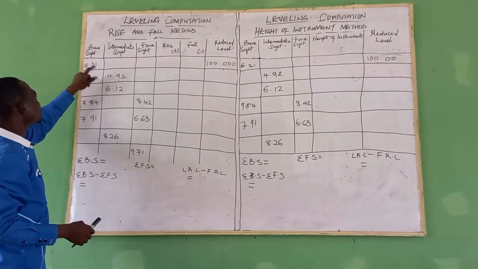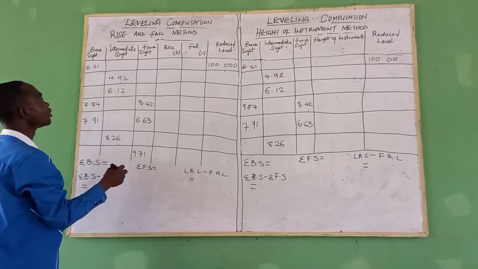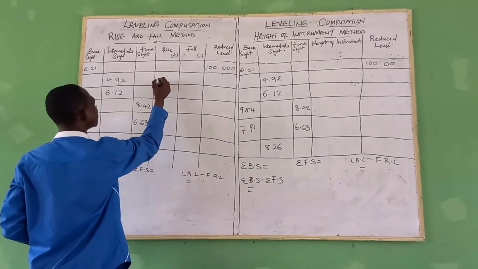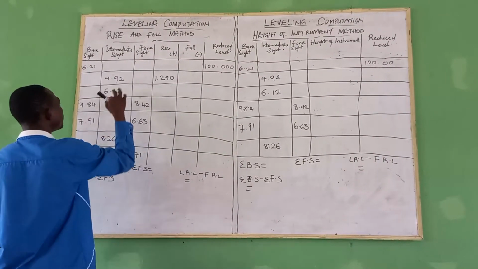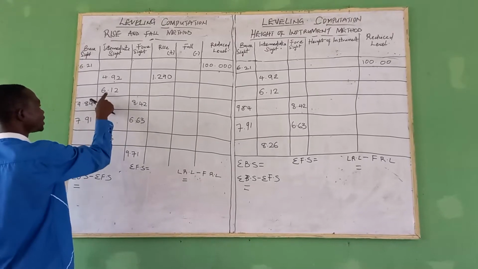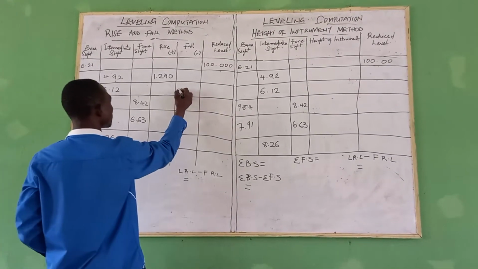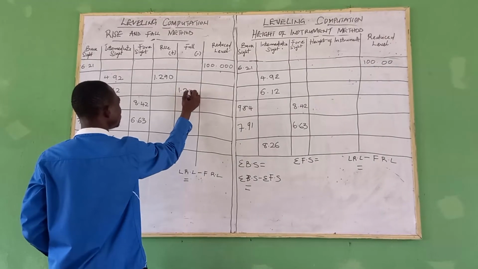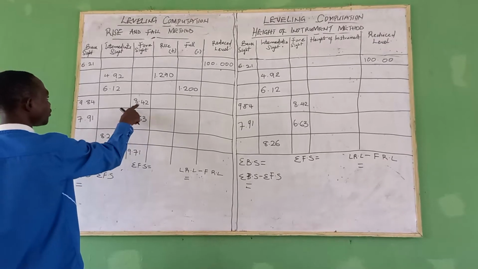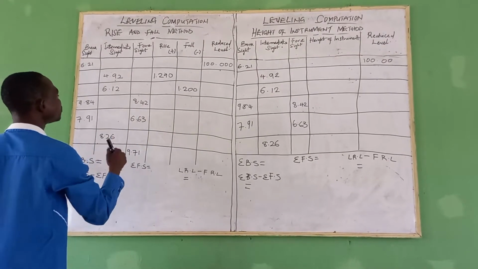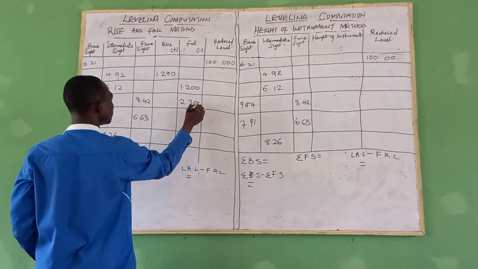6.21 subtract from 4.92. What do we have? Plus 1.290. Then 4.92 subtract from 6.12. What do we have? Minus 1.200. Then 6.12 subtract from 8.42. What do we have? Minus 2.300.